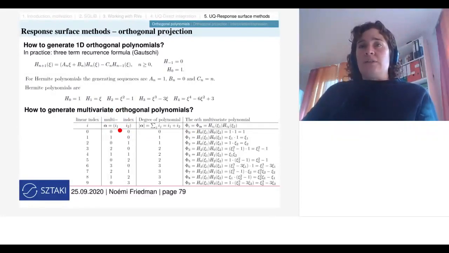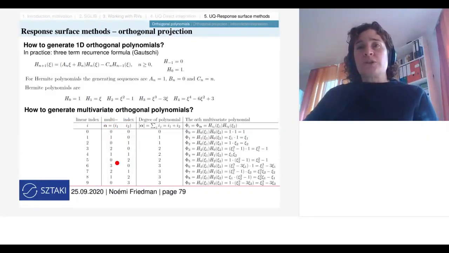The way to do it is that you can show that when you take any products of these one-dimensional orthogonal polynomials, then the product will also be orthogonal. So this is really nice. And then you can take the products of the univariate basis functions, and which product you're taking is defined by the so-called multi-index. This is what Professor Mattis also mentioned to you, I believe.